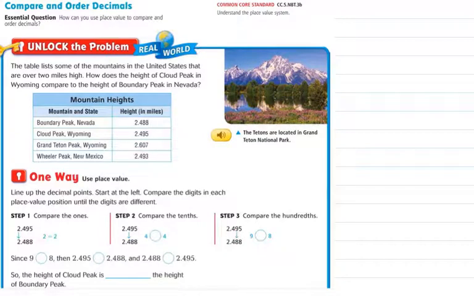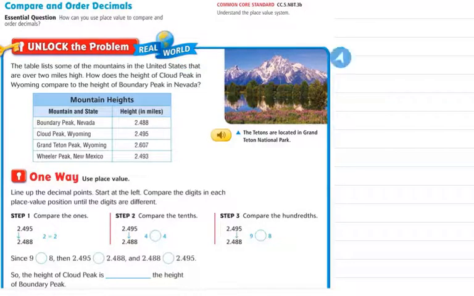Students, in lesson 3.3, we are going to be comparing and ordering decimals. So our essential question at the top of the page is, how can you use place value to compare and order decimals? So we are going to do the unlock the problem, which deals with a real world scenario.